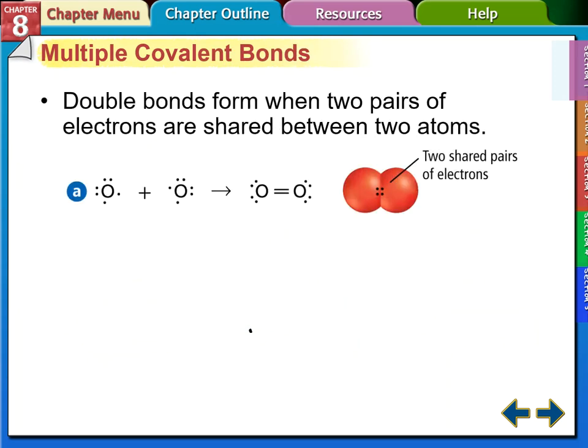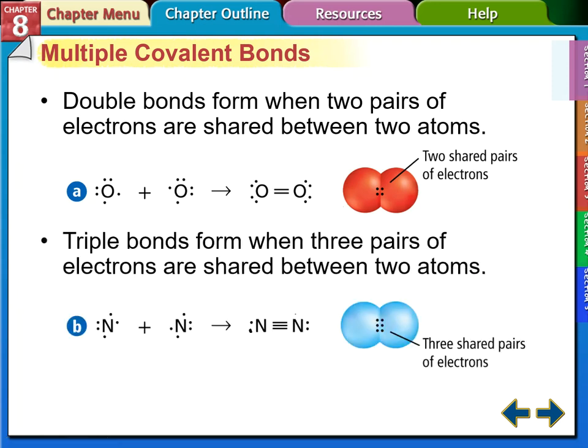Double bonds form when 2 pairs of electrons are shared between 2 atoms. This shows the oxygen molecule sharing 2 pairs of electrons, right? This is the Lewis structure. We have the 2 pairs of unshared electrons and the 2 pairs of shared electrons for a total of 8 around each oxygen atom. Nitrogen does a similar thing with a triple bond, right?